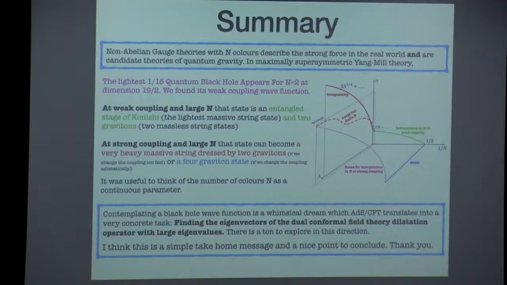But the punchline is that non-abelian gauge theories with n colors describe the real world, of course, and are also candidates for theories in quantum gravity. So that's a nice thing to know. It's because non-abelian gauge theories are still easier to study than theories of quantum gravity. So it's great that we can study very well-posed quantum field theories and learn something about quantum gravity.